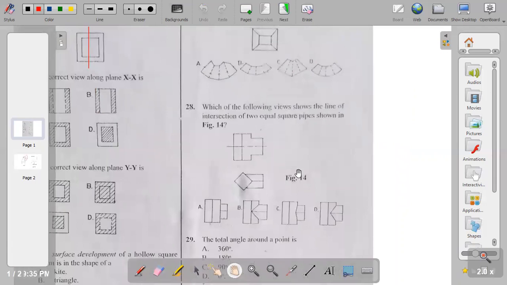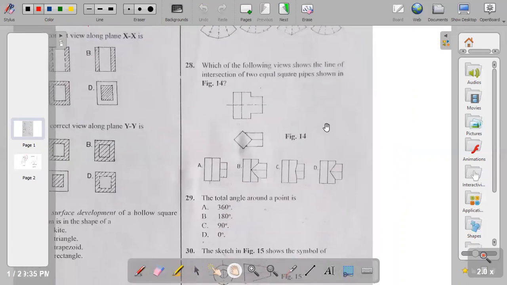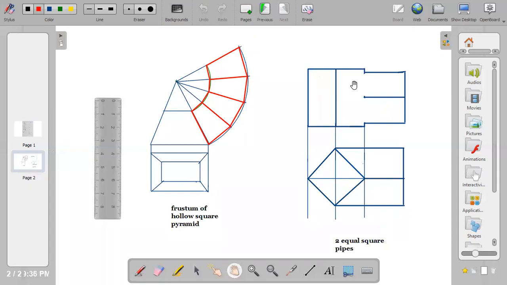Now to question 28. Which of the following views shows the line of intersection of two equal square pipes shown in figure 14? So we have equal square pipes. Now, when you have equal square pipes, what will happen? It's just like this. I have a square pipe. This is pipe A, and this is the intersecting pipe. This is under intersection of solids. This is the other pipe, which is pipe B.